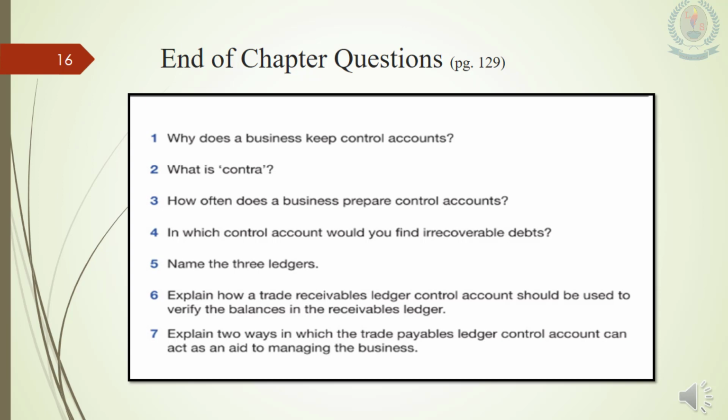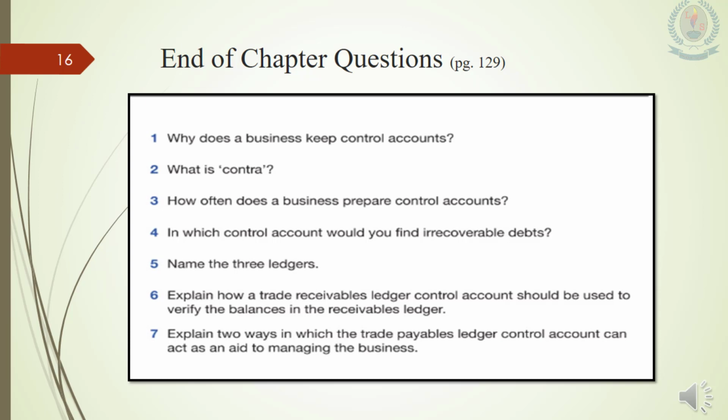Second question. What is contra? We now know that a contra will be available if a business acts in both roles as a customer and a supplier. So the answer can be written as a set off between two entries in both types of control accounts. Third question. How often does a business prepare control accounts? Children, this might depend on the business, but normally the control accounts are prepared monthly.